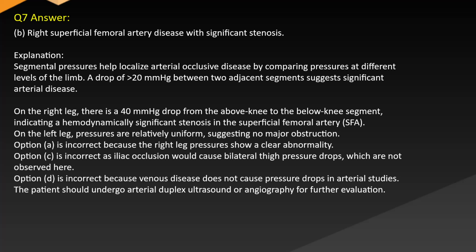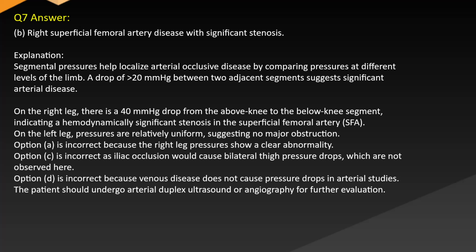Explanation. Segmental pressures help localize arterial occlusive disease by comparing pressures at different levels of the limb. A drop of 20 mmHg between two adjacent segments suggests significant arterial disease. On the right leg, there is a 25 mmHg drop from the above knee to the below knee segment, indicating a hemodynamically significant stenosis, superficial femoral artery, SFA. On the left leg, pressures are relatively uniform, suggesting no major obstruction.